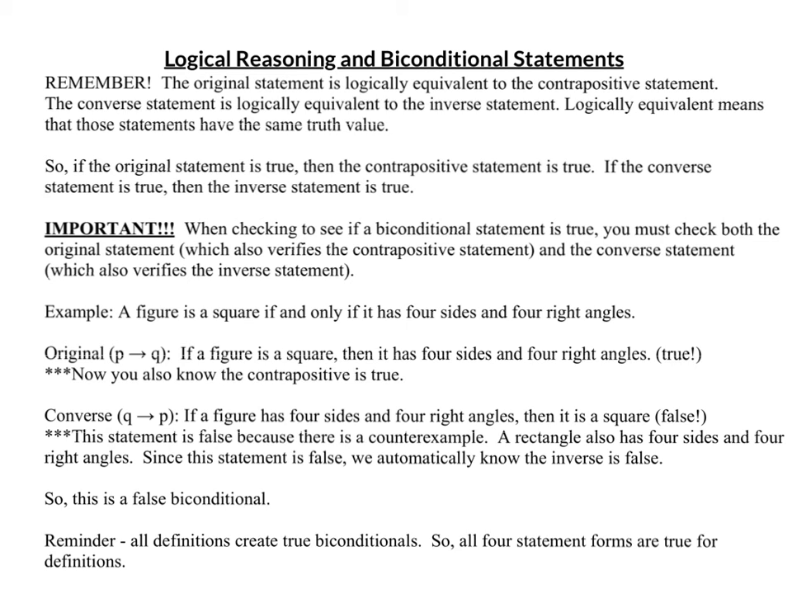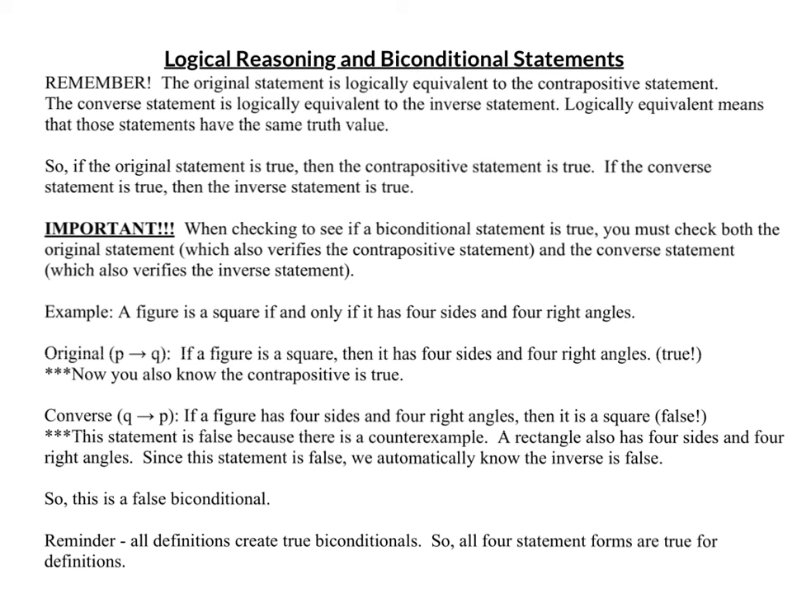Here comes the crucial point. To see if a biconditional statement is true, you have to check the original statement, which automatically checks the contrapositive because they're the same, remember? And you have to check the converse, which automatically checks the inverse. Here's an example below. A figure is a square if and only if it has 4 sides and 4 right angles. Now the problem here is when you read that with "if and only if," it can seem so logical until you look at it both ways. You have to look at the original and the converse.